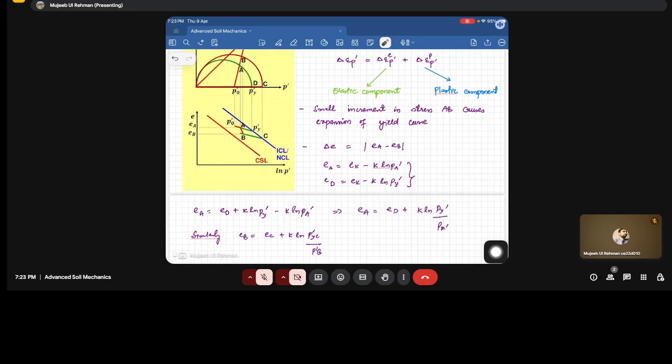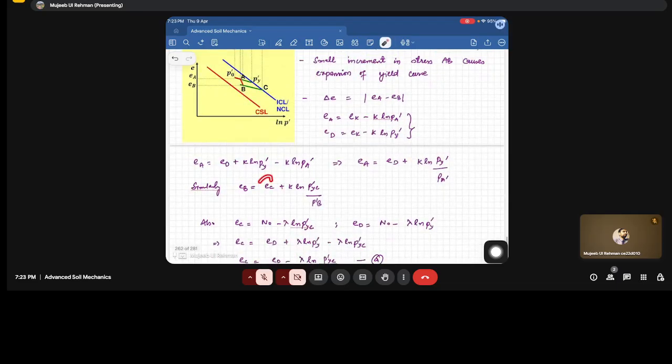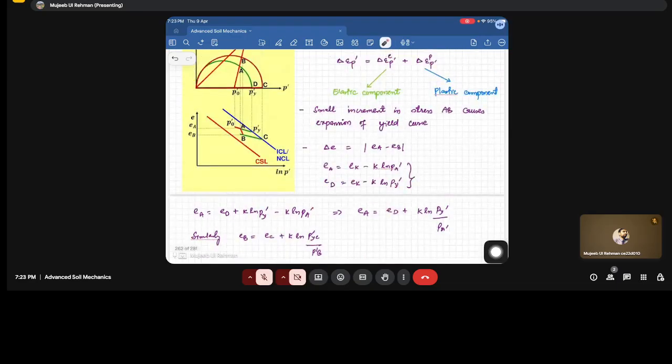So we will get an equation: e_A, the void ratio at A, is given by the void ratio at D plus kappa times ln of P' y divided by P' a. Similarly, the void ratio at B is given by e_C plus kappa times ln of P'_yC divided by P'_B. Now we need to find this e_C and e_D. So first, what we did, we related this e_A with the void ratio at this and this point. Now we know the relation between these two.